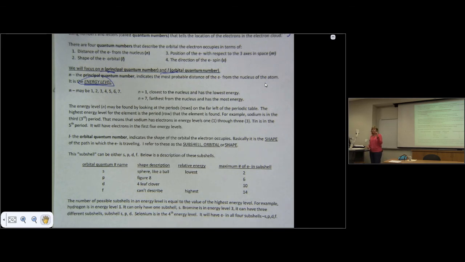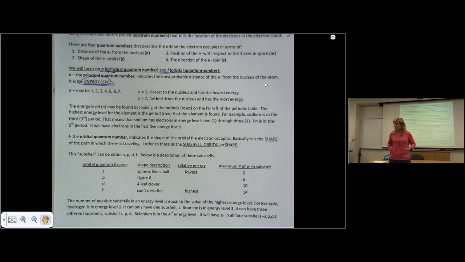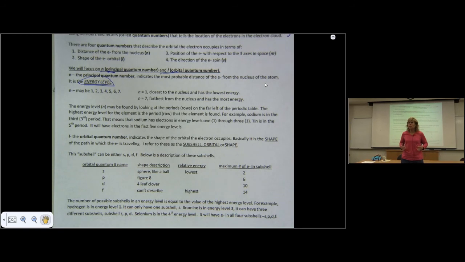And if you have electrons in the first energy level, I've already done this today, right? If you have electrons in the first energy level, tell me about them. Close to the nucleus, farther away from the nucleus? Close to the nucleus. Take a little energy, a lot of energy to be here. A little energy.